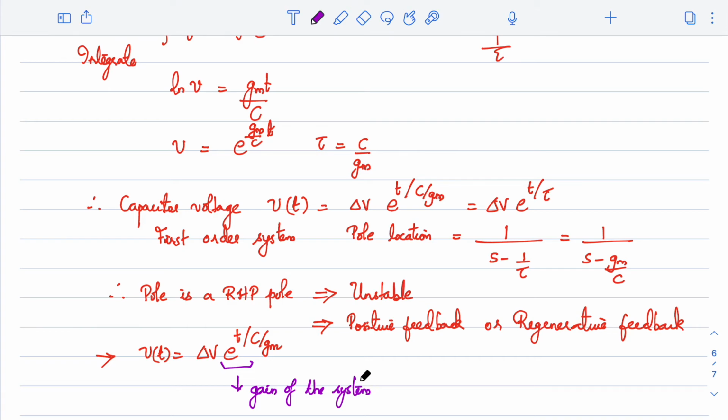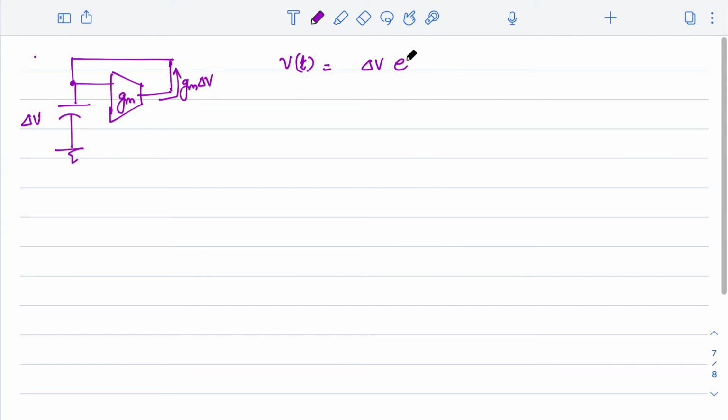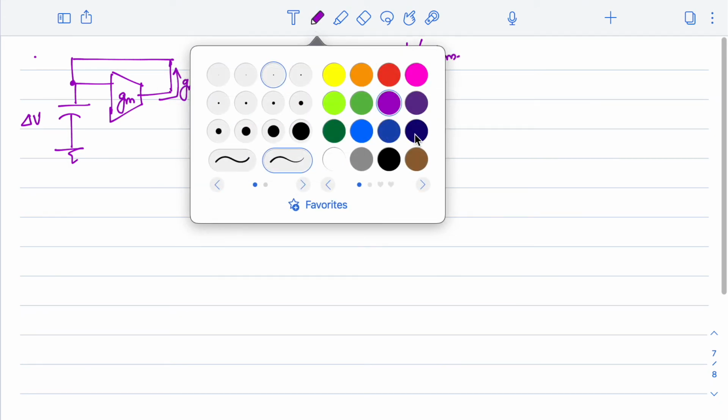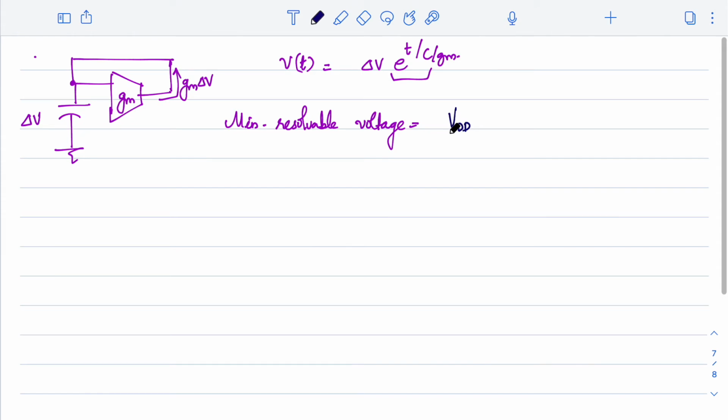So why I have written gain is, if the circuit I am trying to develop is based on this capacitor and a controlled current source, which can push current into the node or push current away from the node depending on the voltage delta V, and we wrote that the final voltage is equal to delta V into e to the power of T by C by Gm, right? Now, if I can identify this as the gain, can you tell me what is the minimum resolvable voltage? What will be the minimum resolvable voltage in this case? Again, the supply voltage VDD divided by this. If this is the gain, VDD divided by this factor, which is e to the power of T by C by Gm, or I can write it as Gm divided by C.